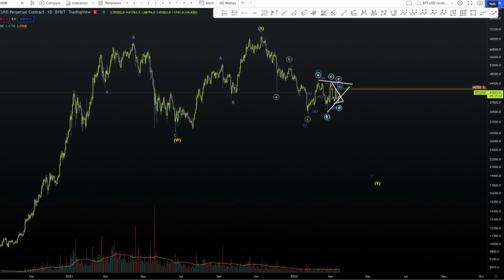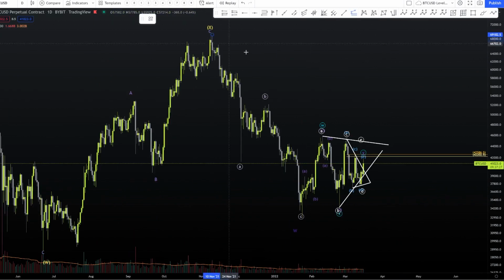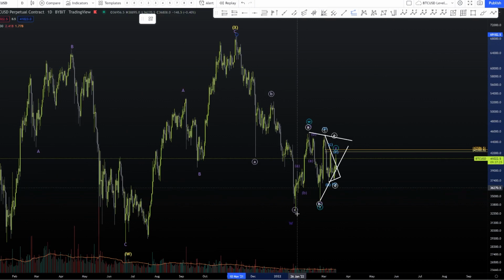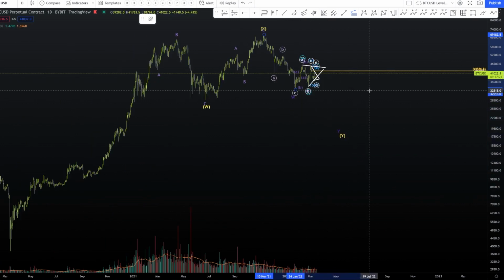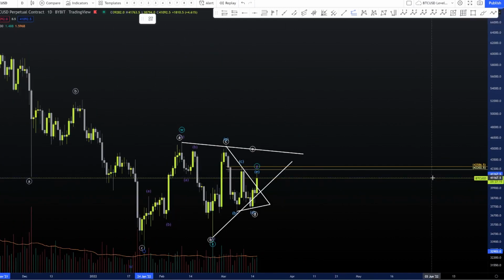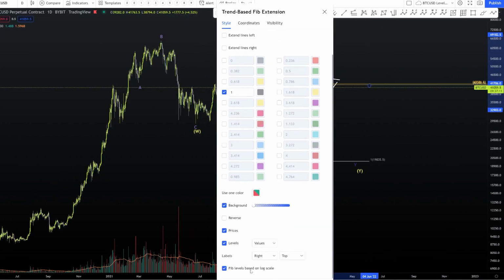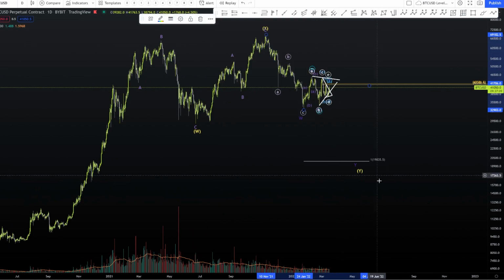So typically for double zigzags, not always, but you want to look for symmetry between the first zigzag and the second zigzag. So I can show you guys real quick. If we measure the length of this first zigzag, which is going to end down here where this wave W is, and then compare it to the end of this wave X, so we're going to assume it ended right here for this wave E, then on log scale, the 1-to-1 is going to be coming in pretty far down, around 19 to 20K.